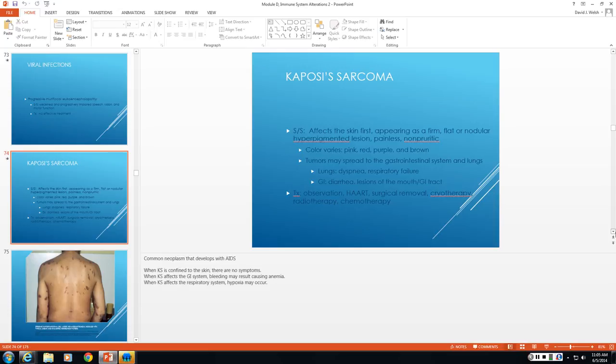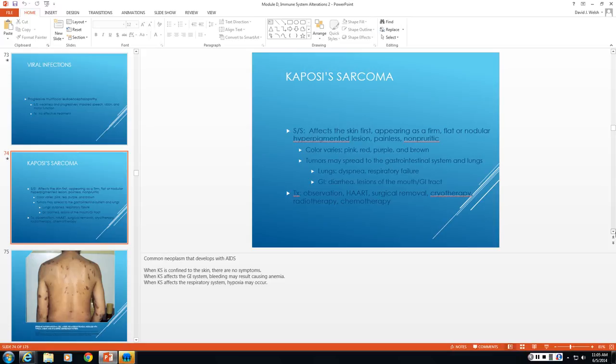Kaposi sarcoma is basically a neoplasm that develops because of AIDS. When it's seen in the skin, there are usually no symptoms. Basically, they end up with red blotches or purple blotches on the skin. When it affects the GI tract, usually there's bleeding that may result, causing anemia. When it affects the respiratory system, hypoxia can occur.